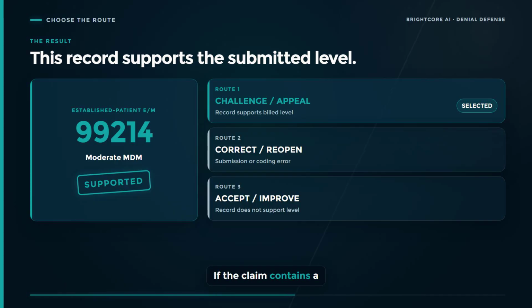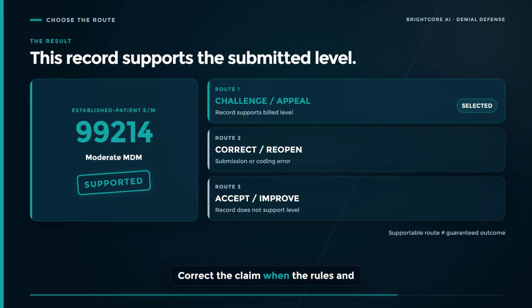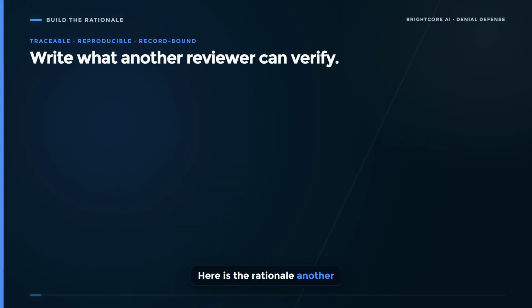The other routes remain important. If the claim contains a correctable submission or coding error, follow the payer's correction or reopening instructions when applicable. If the record does not support the billed level, do not defend it by adding facts. Correct the claim when the rules and circumstances allow, or accept the determination and use the finding to improve the process. For this record, the defensible route is to challenge the adjustment with the supporting documentation and a concise rationale.